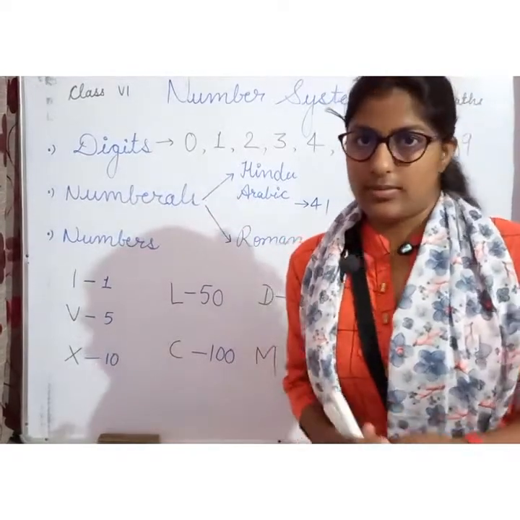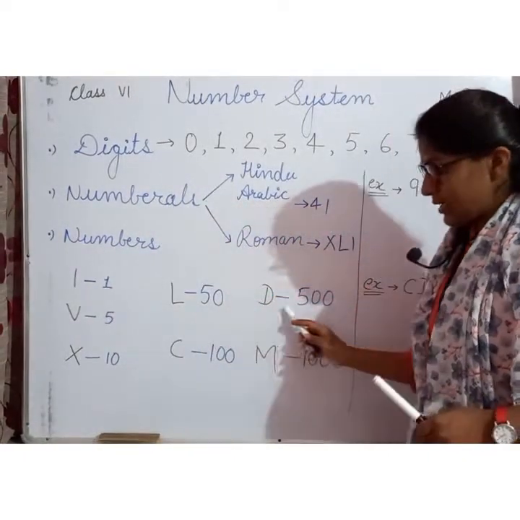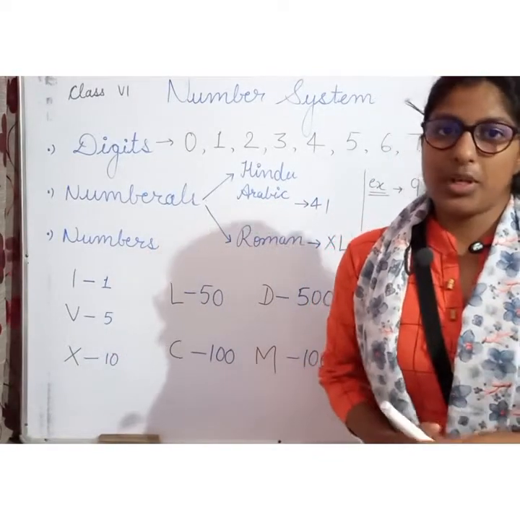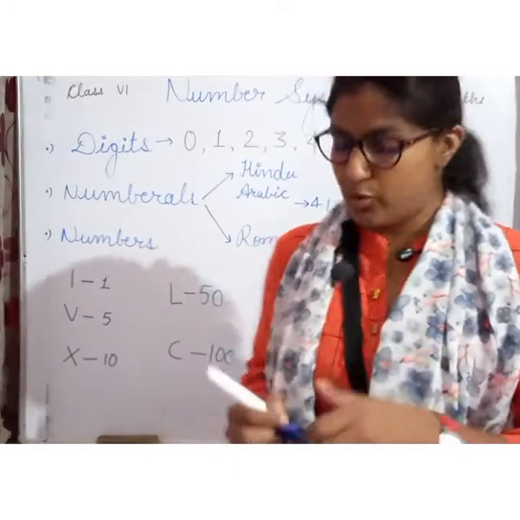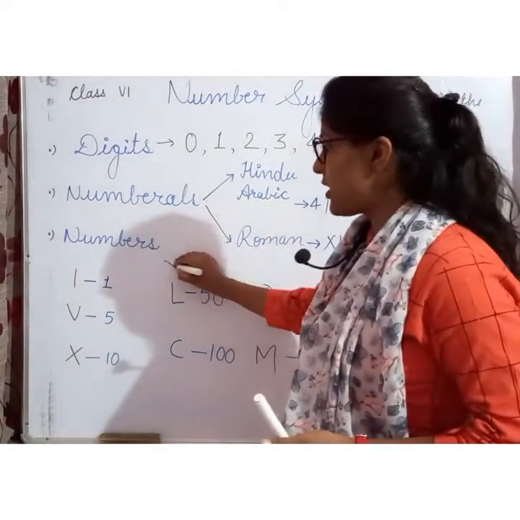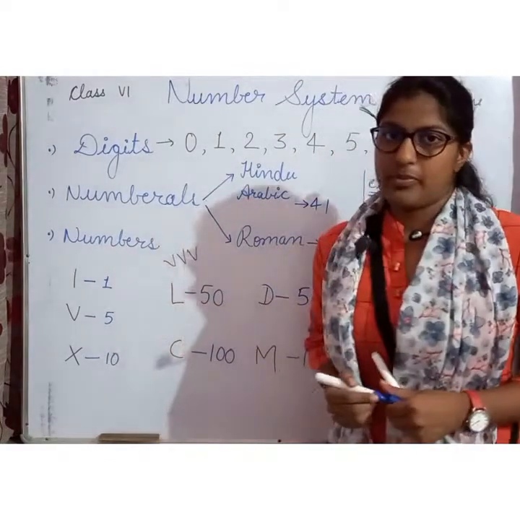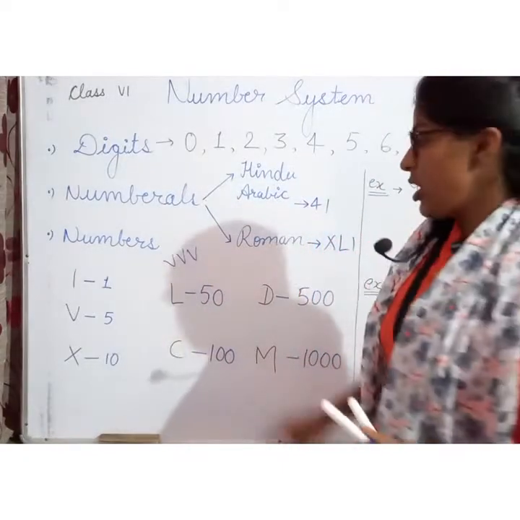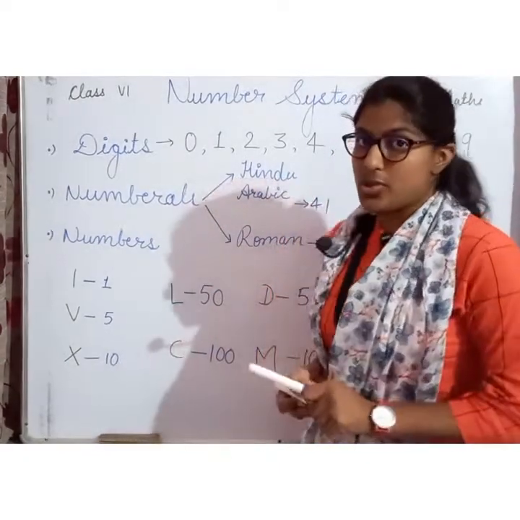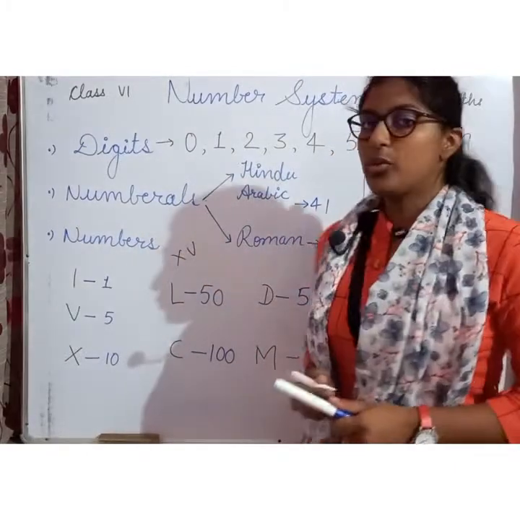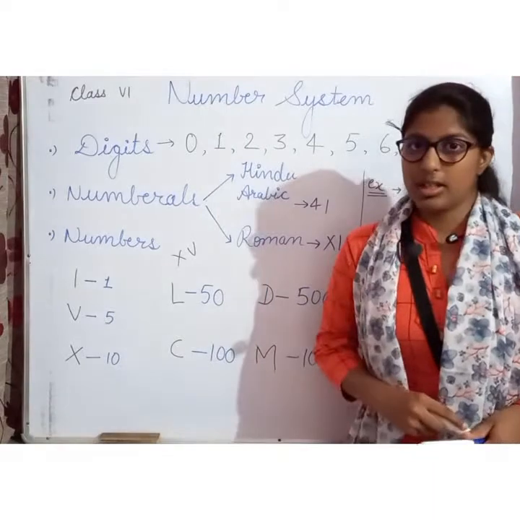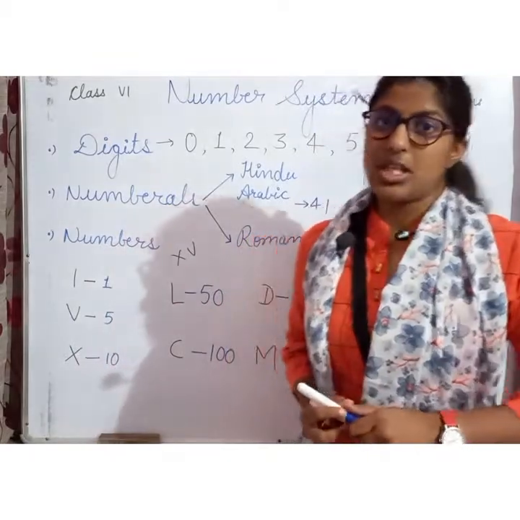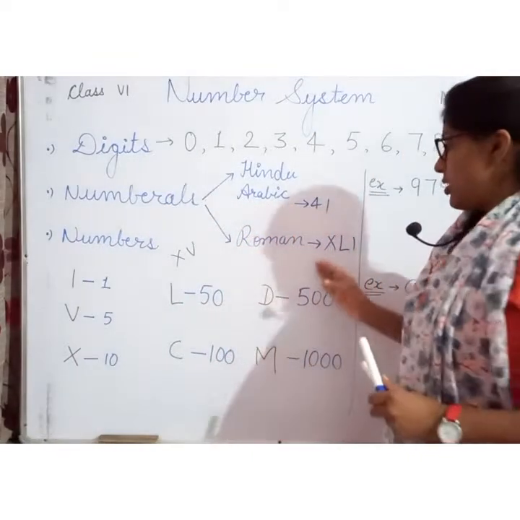V, L and D. These symbols are never repeated and never separated. Never repeated, it means if you want to write 15, you can't write V 3 times, because V, L and D, these symbols are never repeated. So whenever we want to write 15, we are using X symbol and then we are writing V at the right hand side. Clear? Now, V, L and D are never subtracted. Never subtracted means we can't write them at the left hand side.